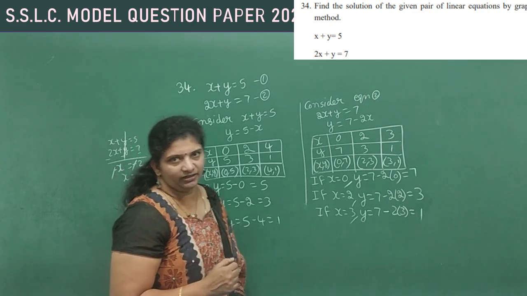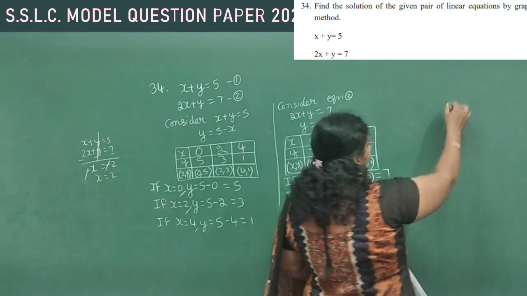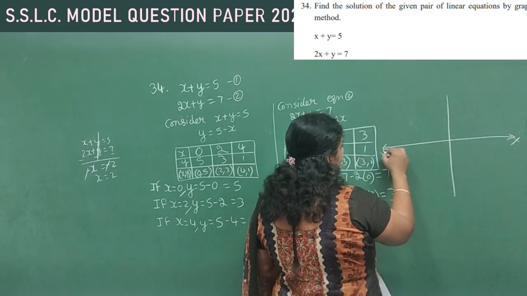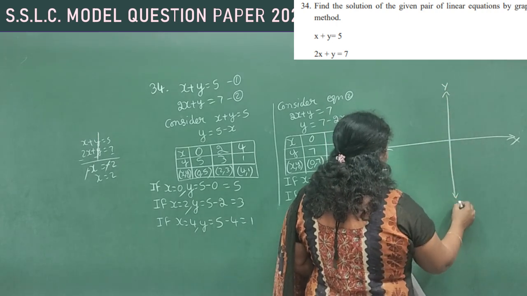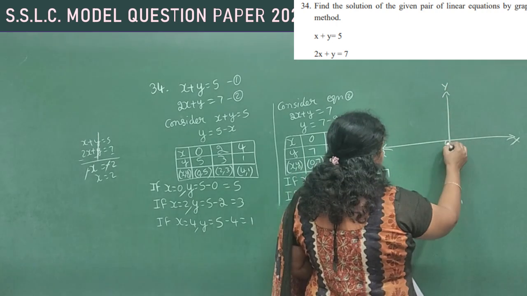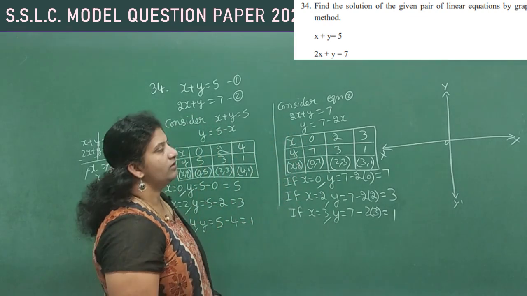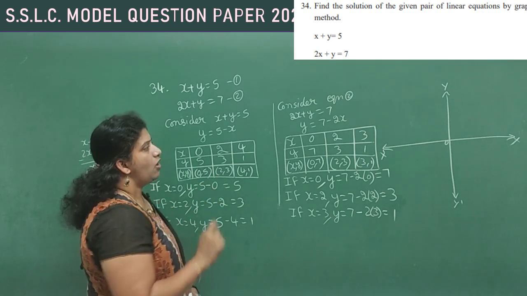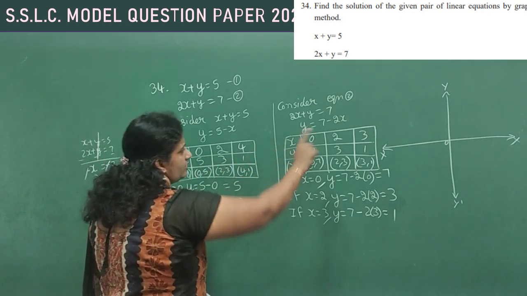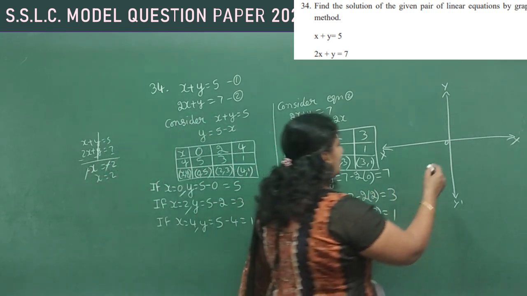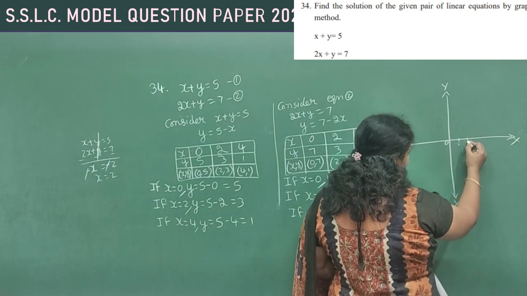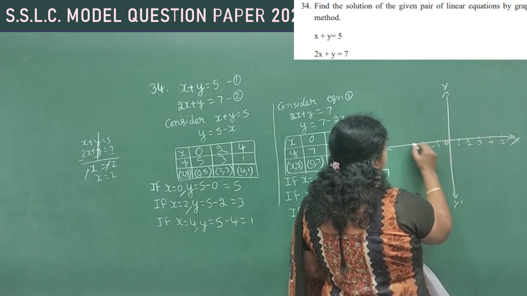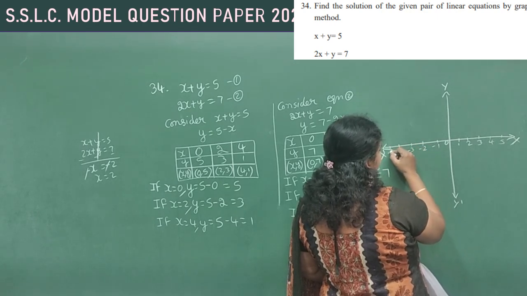So, now next step. Take a graph sheet. I am doing it on a board. You please take a graph sheet. Mark x-axis. And this is y-axis. Y dash, x dash. This is 0, the origin. Now, here how do you take the scale? On x-axis, I can see up to 4. Right? So, I will take each centimeter as 1 unit. 3, 4, 5 like this. And on this side negative numbers. Minus 3, minus 4, minus 5.